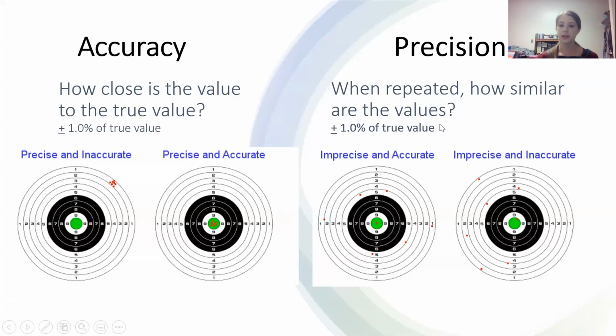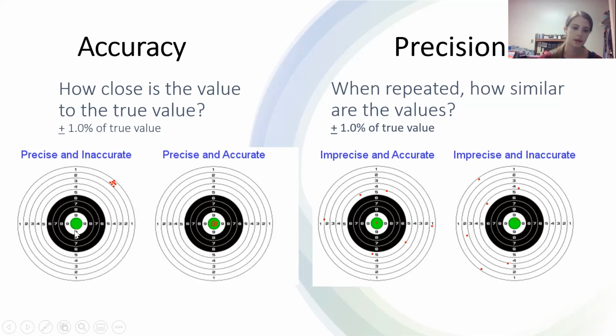Precision is if we repeated the experiment over and over, how similar would our results be? Are the values about the same spot? If they are, that means we are likely doing the experiment correctly, but if they aren't, then there's probably some error happening. Again, we want these plus or minus 1% of the true value. So here are some pictures to help us visualize what these things mean.